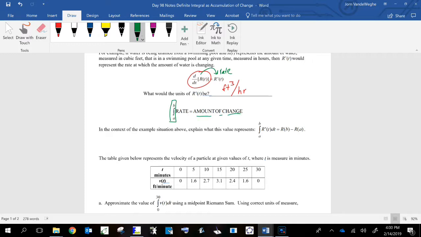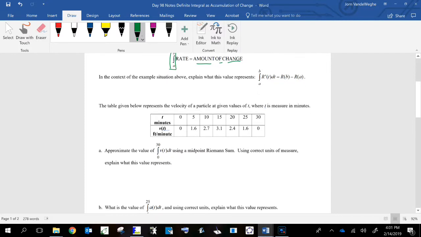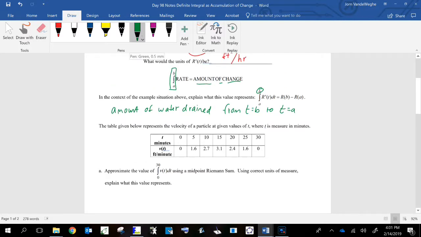So another way to think about the integral is as an amount of change. So in the context of that example situation above, what does the value of r prime of t integrated from a to b represent? It represents the amount of water drained. So this is the amount of water drained from when to when? From my lower bound to my upper bound. Since it was a rate to start with, the integral of that rate returns an amount.